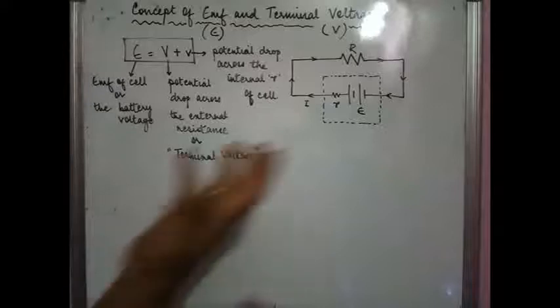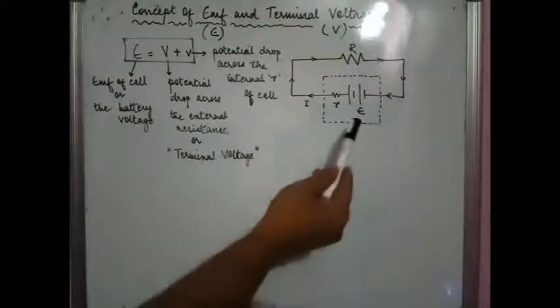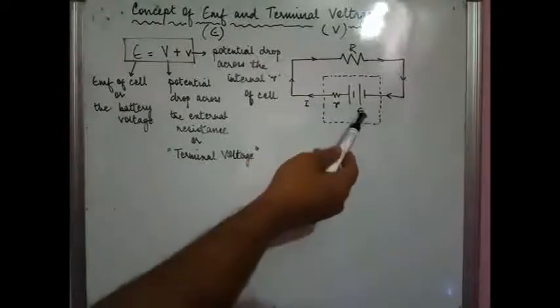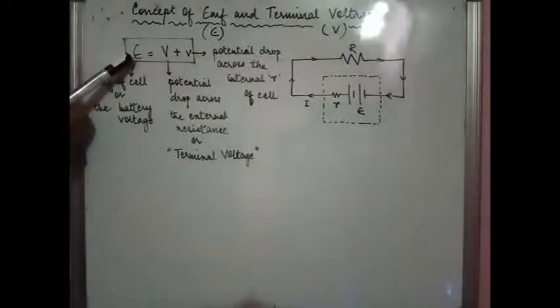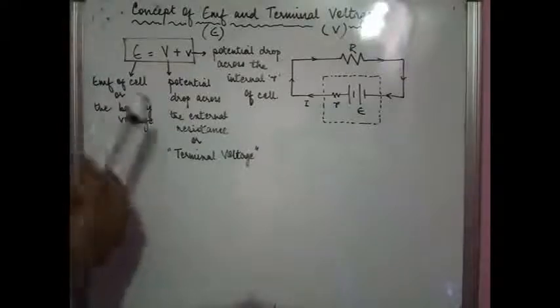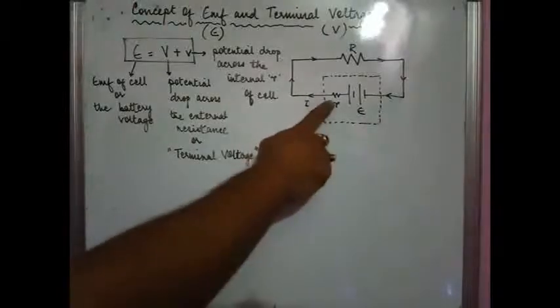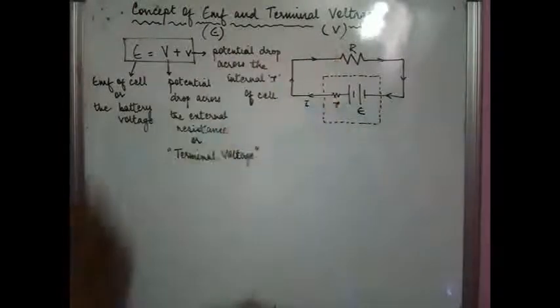So it is in fact a battery, and its EMF, or the battery voltage you can say, is represented with an epsilon. So you have this as the EMF of the cell, or it is also known as the overall battery voltage, the total voltage that the battery can supply. Now where is this voltage going to be used up? This battery voltage is actually going to be used up, number one, across the external resistance.